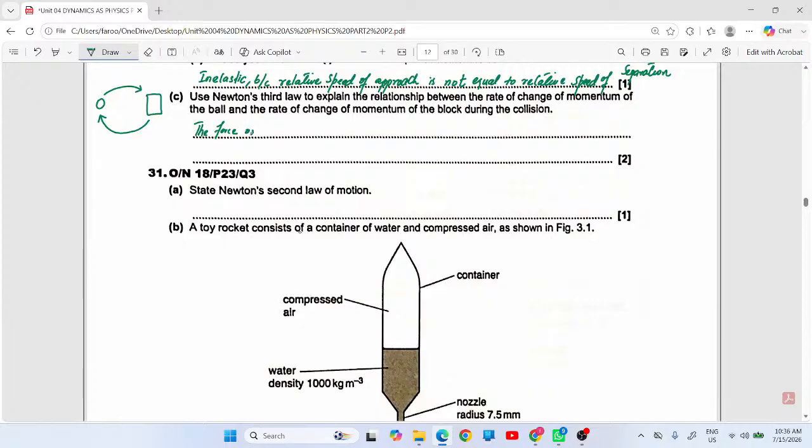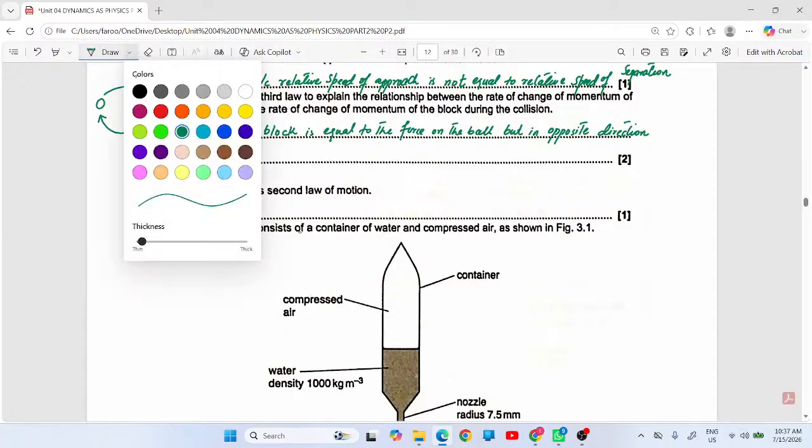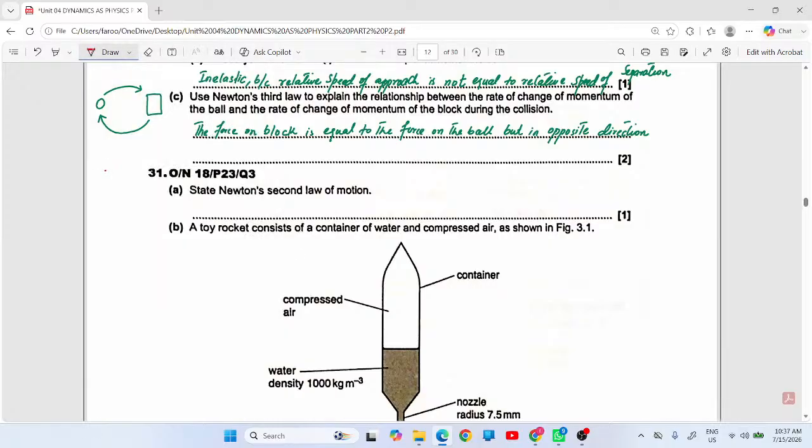So we write: the force on the block is equal to the force on the ball but in the opposite direction.